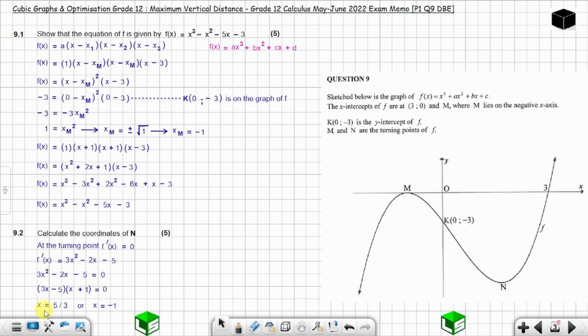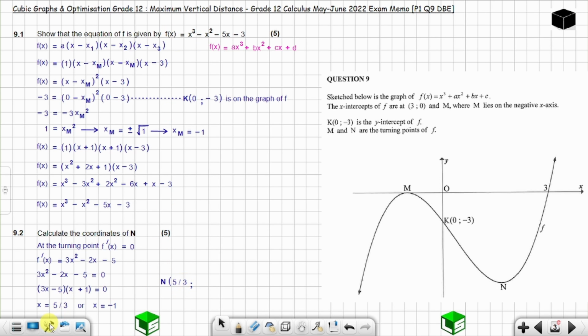So you have two x coordinates of the turning point. Negative 1 is for this m, right? On the negative side. Negative 1 is for this, and this is for n. The x coordinate is 5 over 3. So the coordinate of n, you have 5 over 3, and your y coordinate. To get the y coordinate, you are going to take this x value, you plug in the equation of the graph of f. Because n is on the graph of f, you are going to take this value, you plug in the equation of the graph of f. This is the equation of the graph of f. So you are going to take f of 5/3.